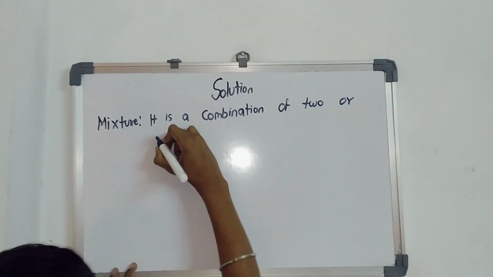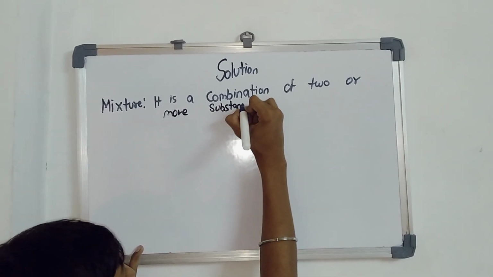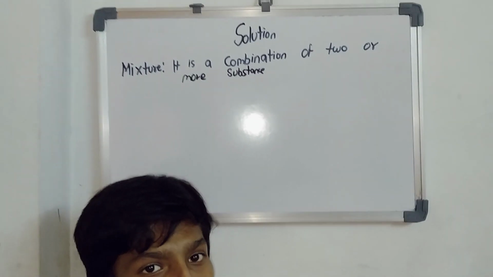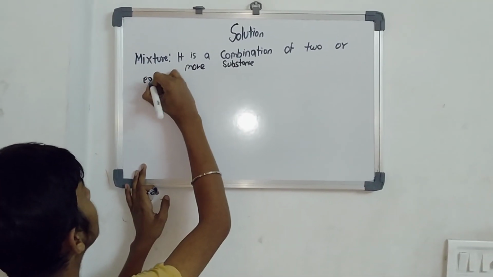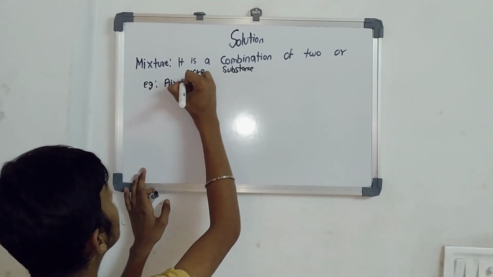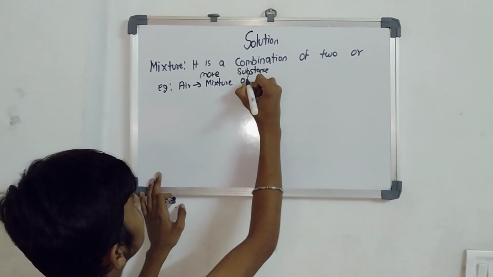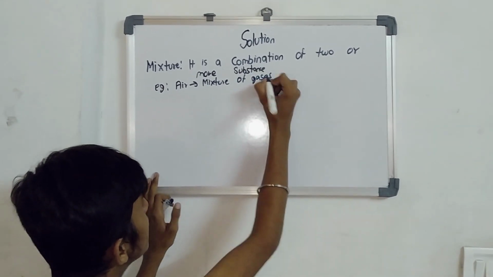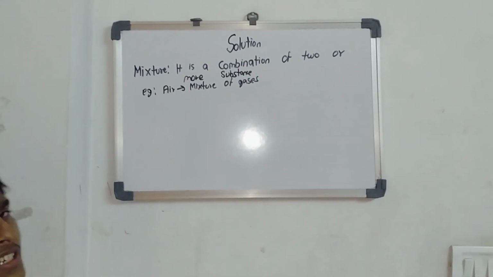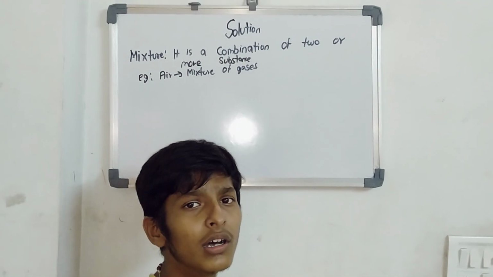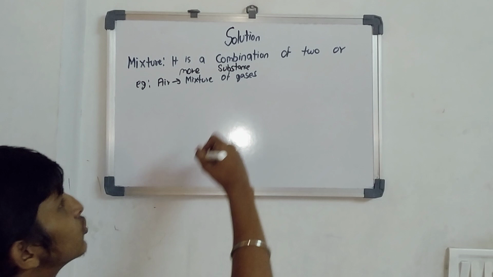Okay, so when two or more substances combine together, we get a mixture. For example, air is a mixture of gases. Air is a mixture of different gases like CO2, nitrogen, and oxygen. When they combine together, we get air. So now let's look at the types of mixture.